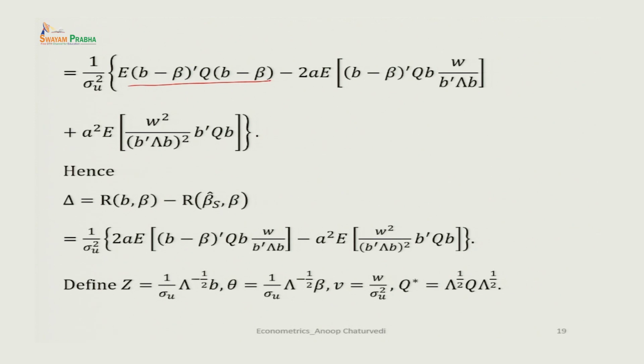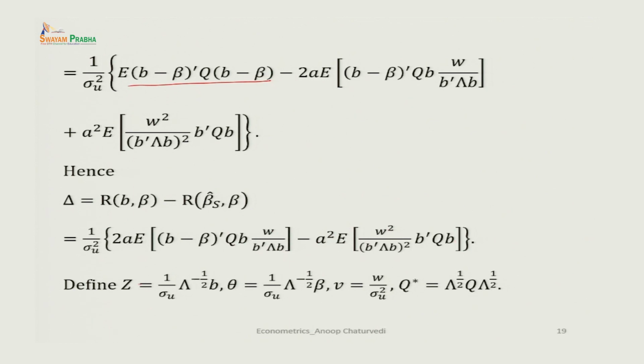Now, you take the difference between the risk of b and beta hat S. This term will cancel out, and then here you get a plus sign and then a minus sign. So, you get 1 upon sigma square u, twice A expectation of (b minus beta) transpose Q b times w upon b transpose lambda b, minus A square expectation of this term.